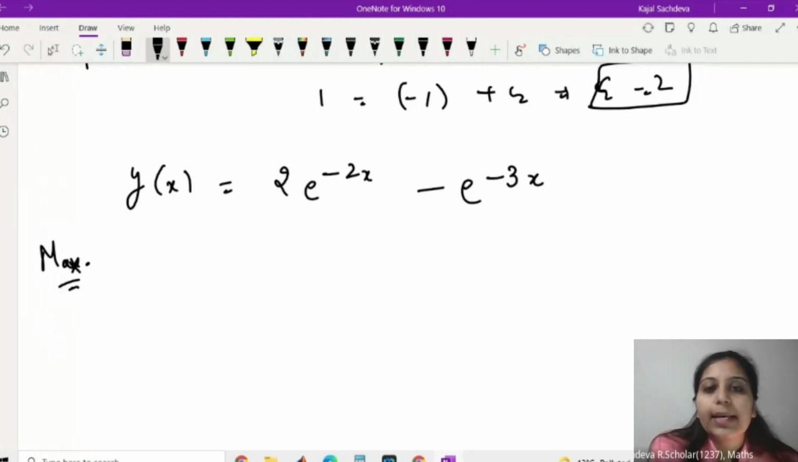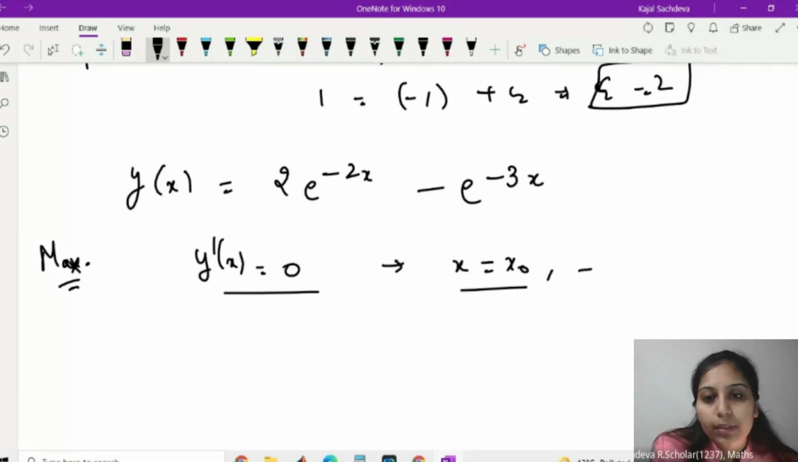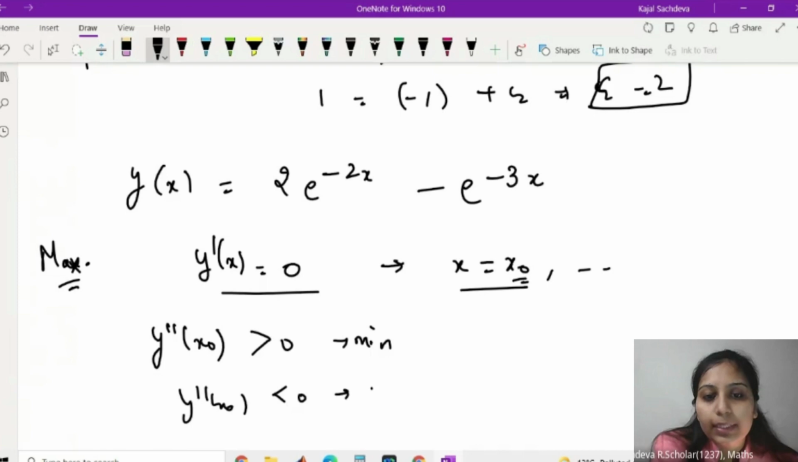And we know the second derivative test. What is the second derivative test? Just put the first derivative equal to 0. We get x is equal to some point, and at that point, find the double derivative. If the second derivative is greater than 0, we get a minimum value. If the second derivative is less than 0, we get a maximum value at that point x naught. So just apply the second derivative test on this.